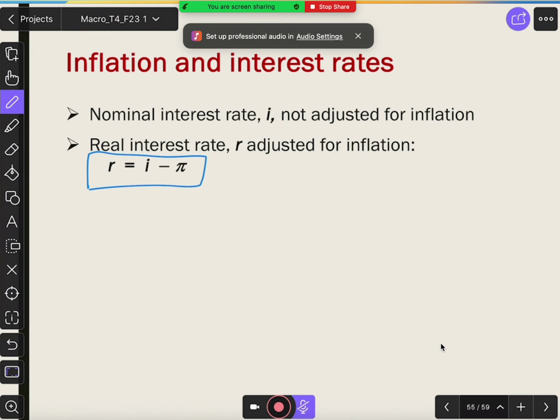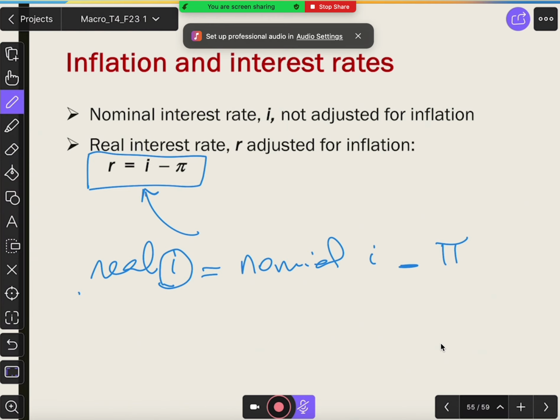All right, so inflation and interest rate, we can also get this relationship by saying that the real interest rate is equal to the nominal interest rate minus inflation. In other words, we can adjust the interest rate, which is the real interest rate, by subtracting inflation from the nominal interest rate. This is exactly what we did with real GDP and nominal GDP.